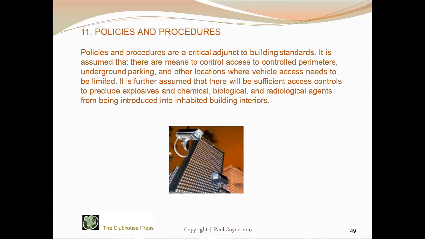Underground parking, access control point at an underground parking garage where vehicles can be inspected if appropriate, and other areas where vehicle access needs to be limited. And it is assumed here that there will be sufficient access controls to preclude explosives and chemical, biological, and radiological agents from being introduced into inhabited building interiors.